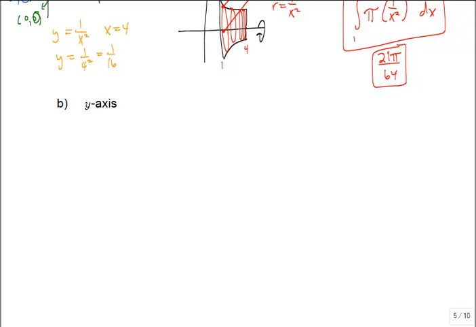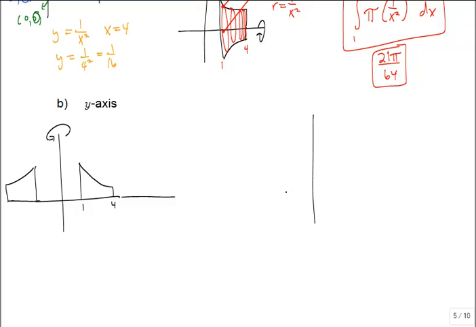Okay, let's take that same region, which looked kind of like this, from 1 to 4, and this time we're going to rotate it around the y-axis. So I'm going to rotate it, and the mirror image would look kind of like this. So let's keep in mind here what would be the best approach. If we tried to do this with washers, which we would have to use because there's a hole in the middle, washers would not be the best choice here because let me draw over here what it would look like.